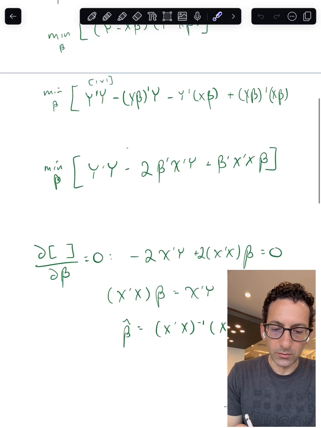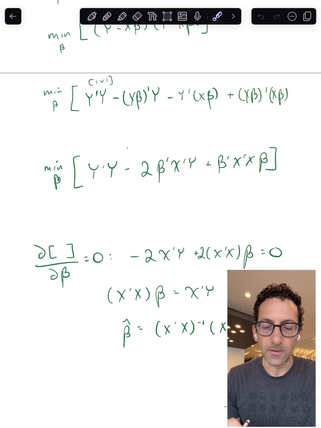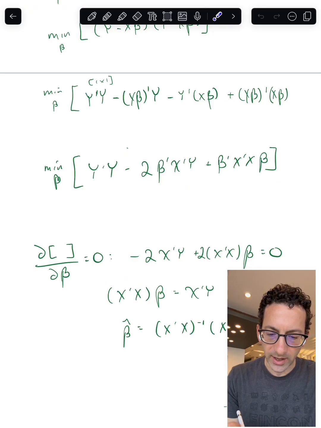So we are going to use simple calculus here. We're going to take a first order condition, we're going to do a derivative, and we're going to set that equal to 0. And that's how we're going to get the best beta that minimizes this equation. If we do this, the y's cancel out, there's no beta. We end up getting negative 2X prime y plus 2X prime X beta equals 0.